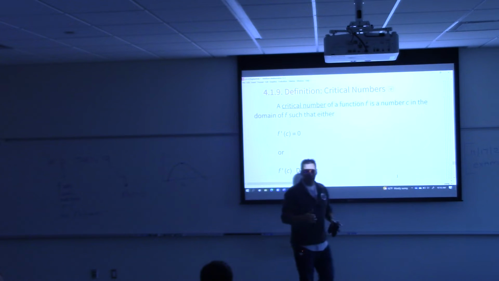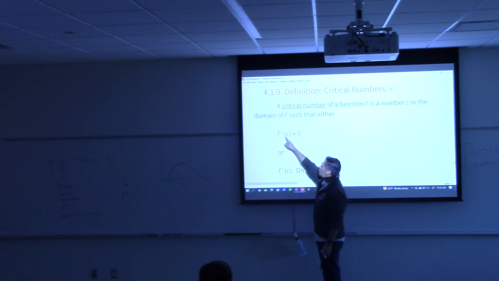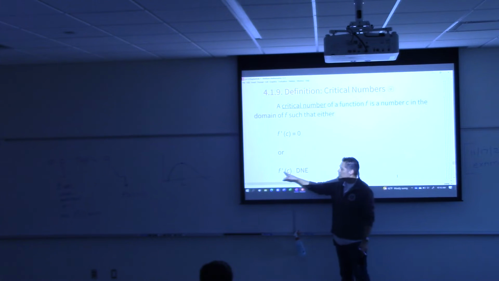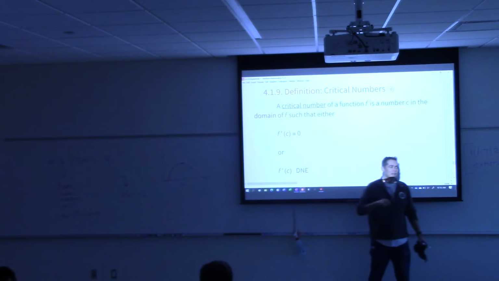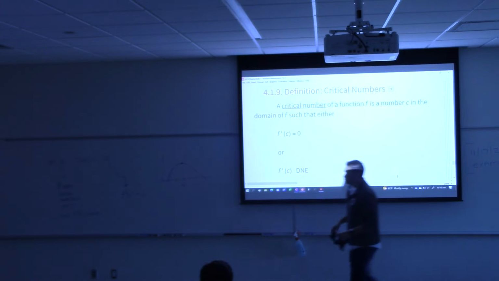So that means that if I give you a function, I say, hey, go find me the critical numbers, what you're going to have to do is find the derivative of the function and set it equal to 0. Solve that equation. And that's going to be your critical numbers. Then you're going to look at the derivative and ask yourself where it doesn't exist. And those are also going to be critical numbers. All right? Let's do an example.